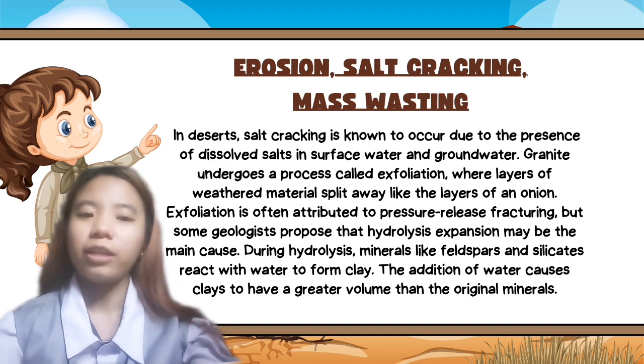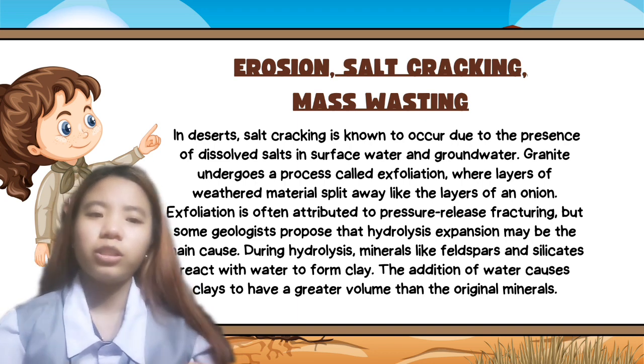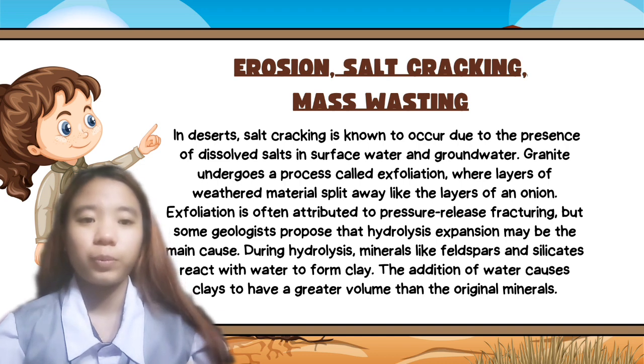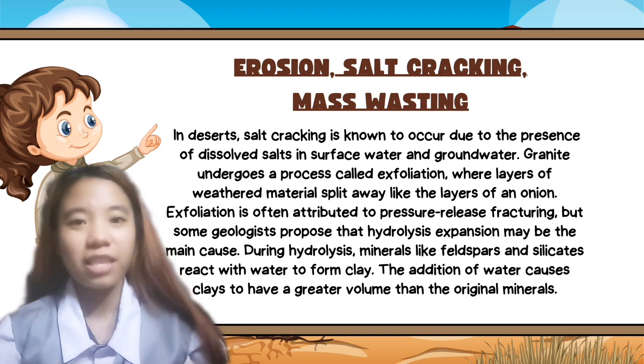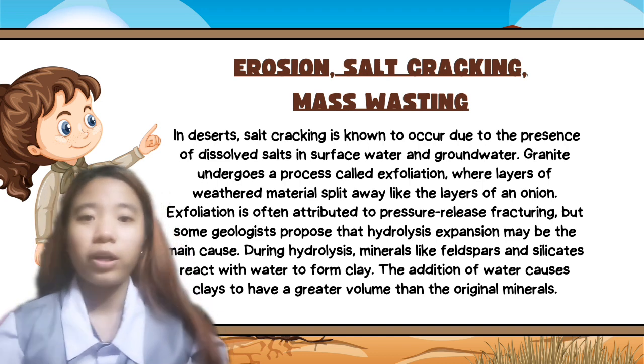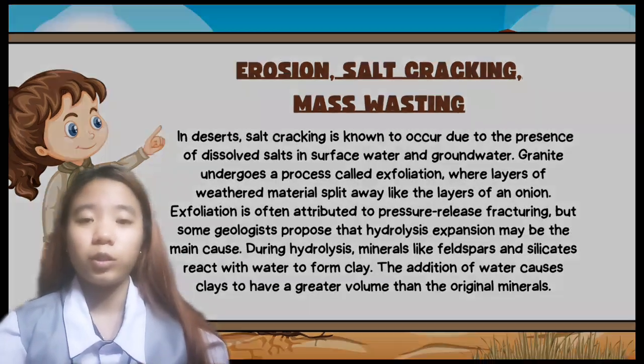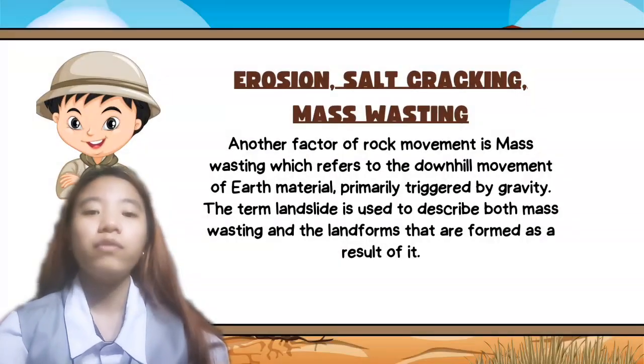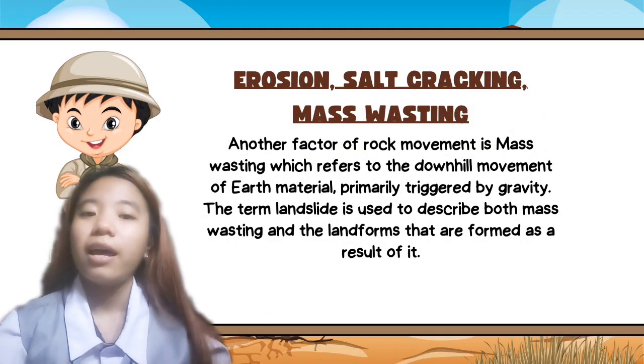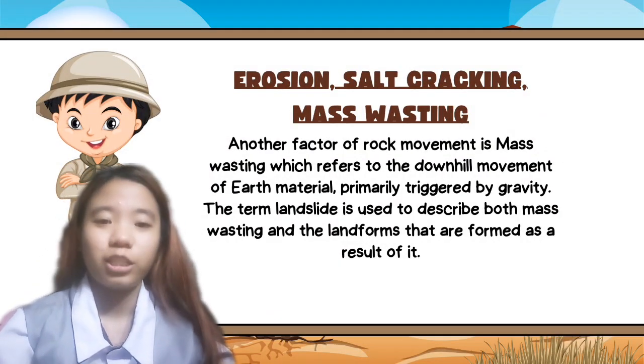On the other hand, erosion occurs when weathered rocks are transported to a new location by rain, wind, running water, glaciers, or gravity. These agents of erosion can carry the material over long distances and deposit it as sediment layers.